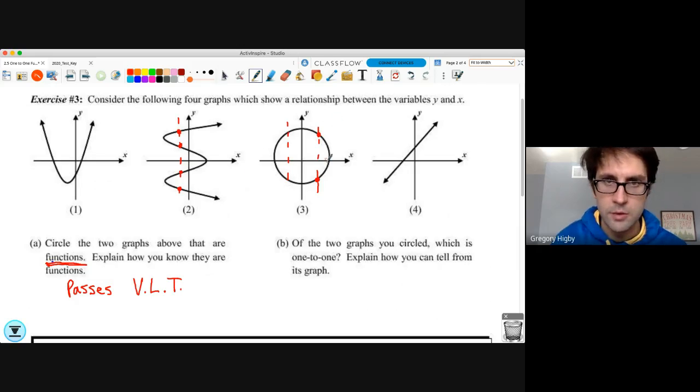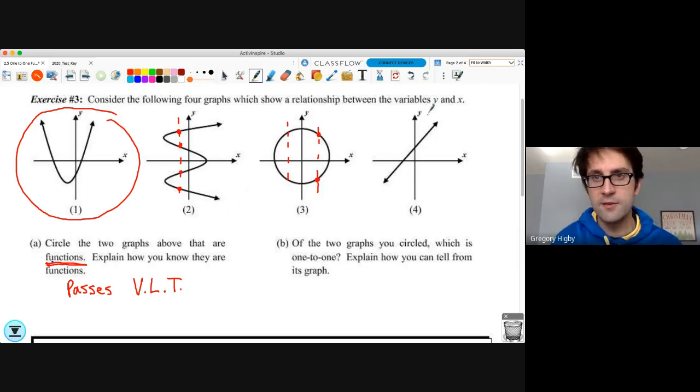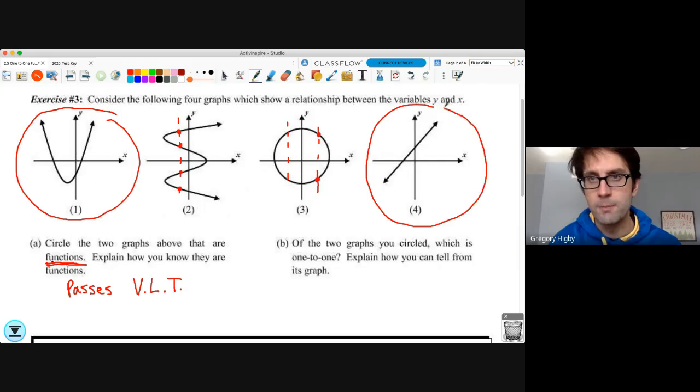So I'm trying to think of another way of explaining it in case you're still confused. Anyway, I hope you are convinced then that 1 and 4 are both functions. They pass the vertical line test everywhere. And that's all the explanation I need, that you're showing me that you understand the vertical line test by getting the right answer and writing that down.